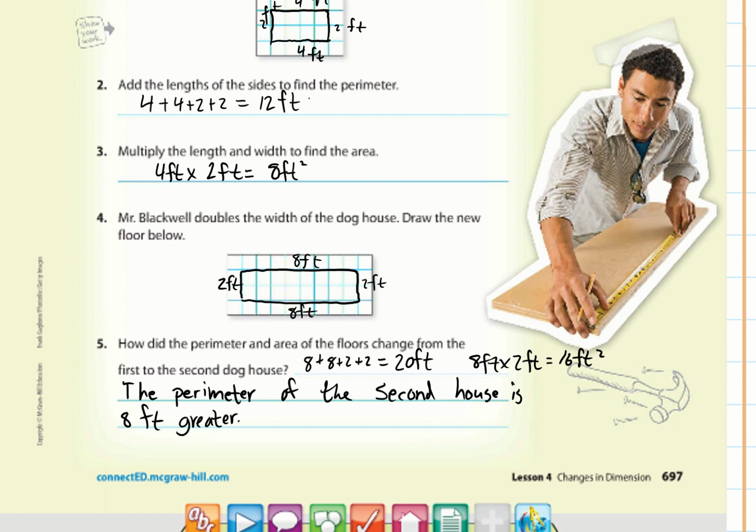If we look at the area, we went from 8 feet squared to 16 feet squared. The area was doubled. So by doubling the width, the area was doubled.